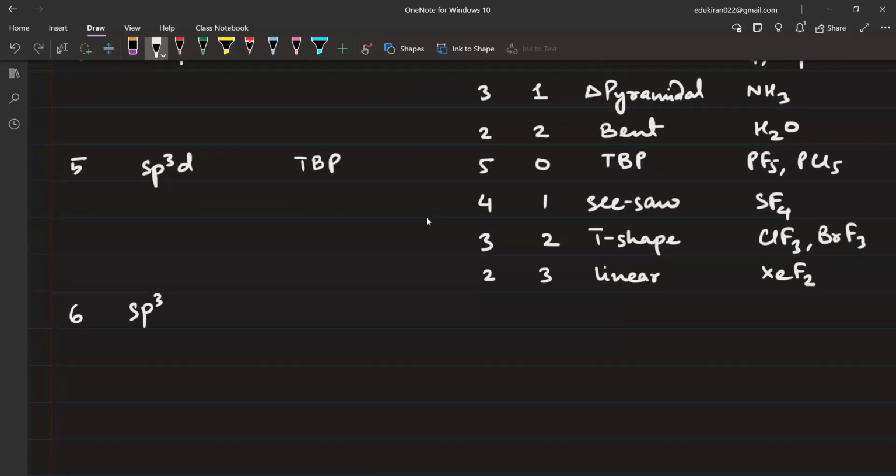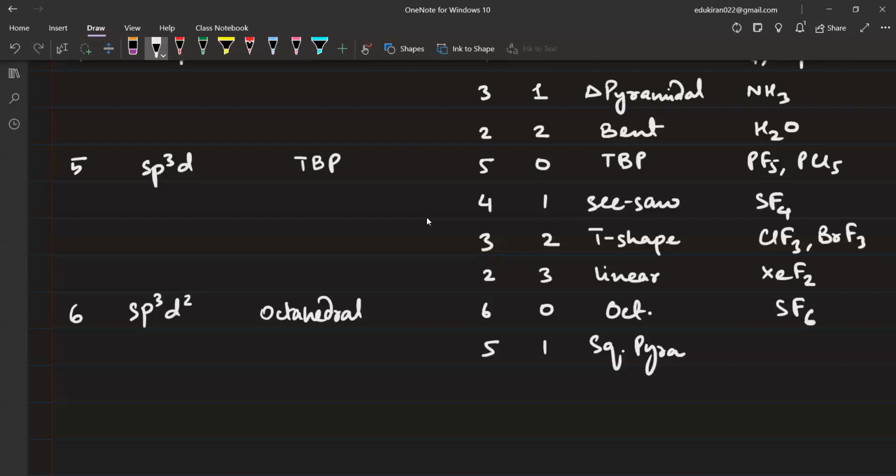Now moving on to the last case, 6, which is sp3d2. The electronic geometry here is octahedral. And first of all, I will take 6 and 0. The shape is also octahedral. An example was SF6. Moving on, we will have 5, 1. It will be square pyramidal. The example in this case was BrF5. Okay. BrF5.